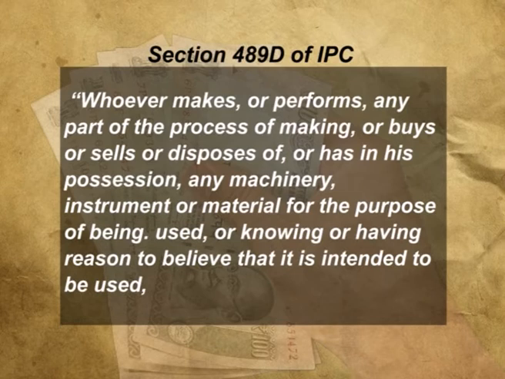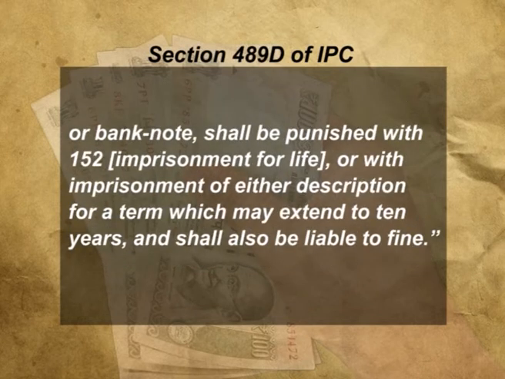Section 489D of IPC. Making or possessing instruments or materials for forging or counterfeiting currency notes or banknotes. Whoever makes or performs any part of the process of making or buys or sells or disposes of or has in his possession any machinery, instrument or material for the purpose of being used, or knowing or having reason to believe that it is intended to be used for forging or counterfeiting any currency note or banknote, shall be punished with imprisonment for life, or with imprisonment of either description for a term which may extend to 10 years and shall also be liable to fine.